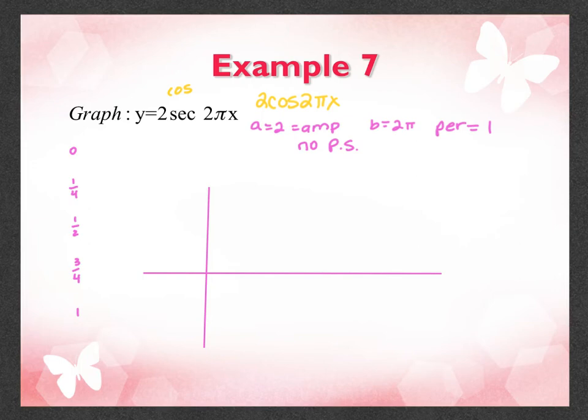I'm going to mark those points again. 0, 1/4, 1/2, 3/4, 1. Amplitude this time is 2. And now this is cosine, so where do I start it? Good, at 2. Then I come down, down, up, up. Draw your curve.